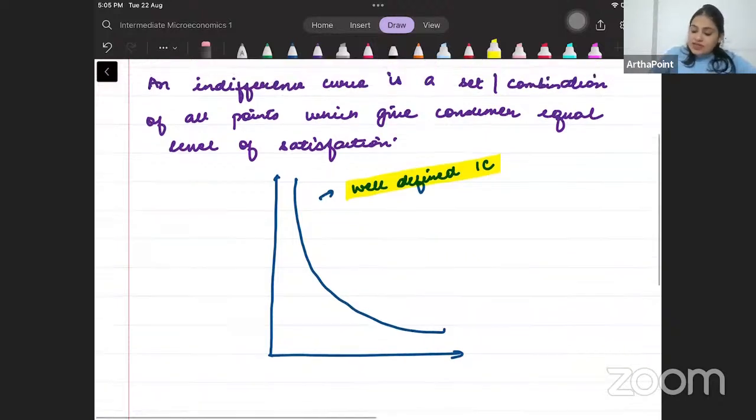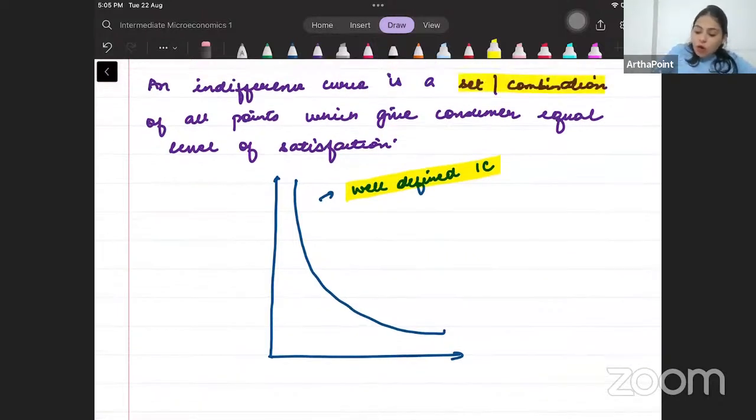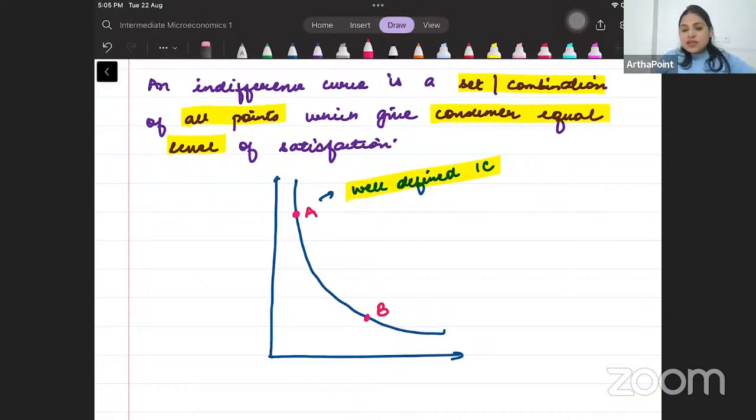Now, I am saying it is a combination of all points which give you the same level of satisfaction. What does this mean? If I take point A and I take point B, then it means that A and B should give you the same level of satisfaction, which means the consumer should like the 2 bundles equally. So suppose I take good X here and good Y here.